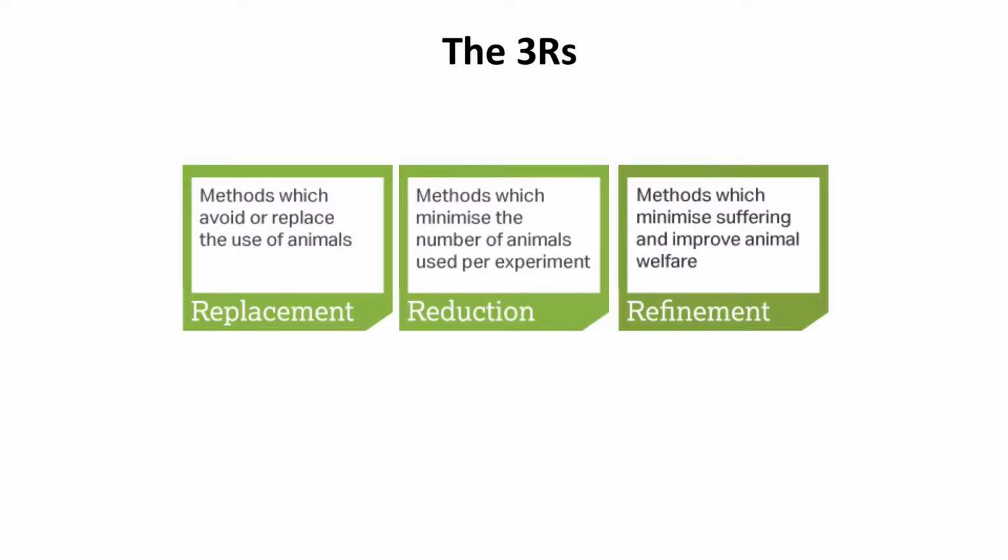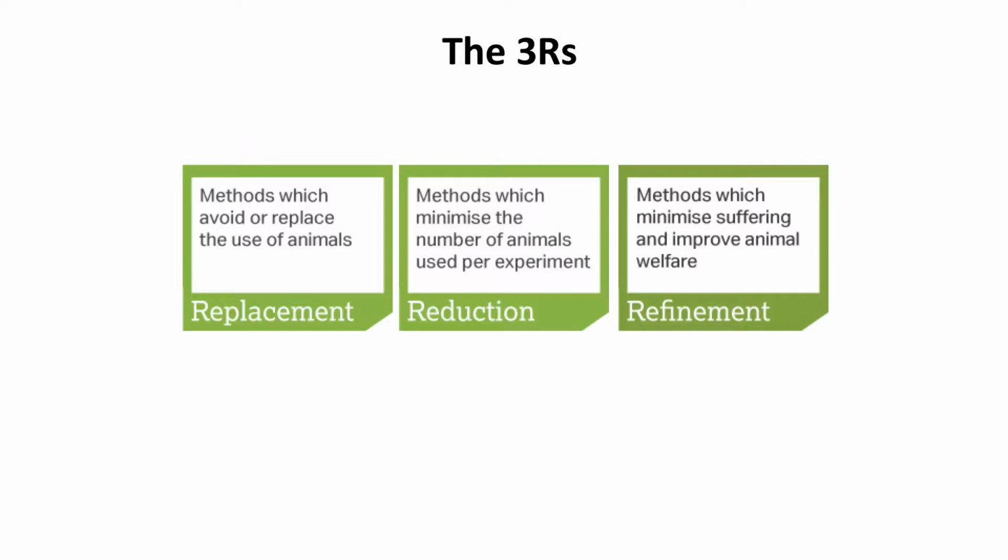So taking that into consideration, when we design studies using animals, we have to think about the 3 R's. These are replacement, reduction and refinement. Replacement involves methods which avoid or replace the use of animals. This includes using human volunteers, or cells and tissues recovered from humans, mathematical or computerized modelling systems, and cell lines extracted from animals. Reduction involves methods which minimise the number of animals used per experiment.